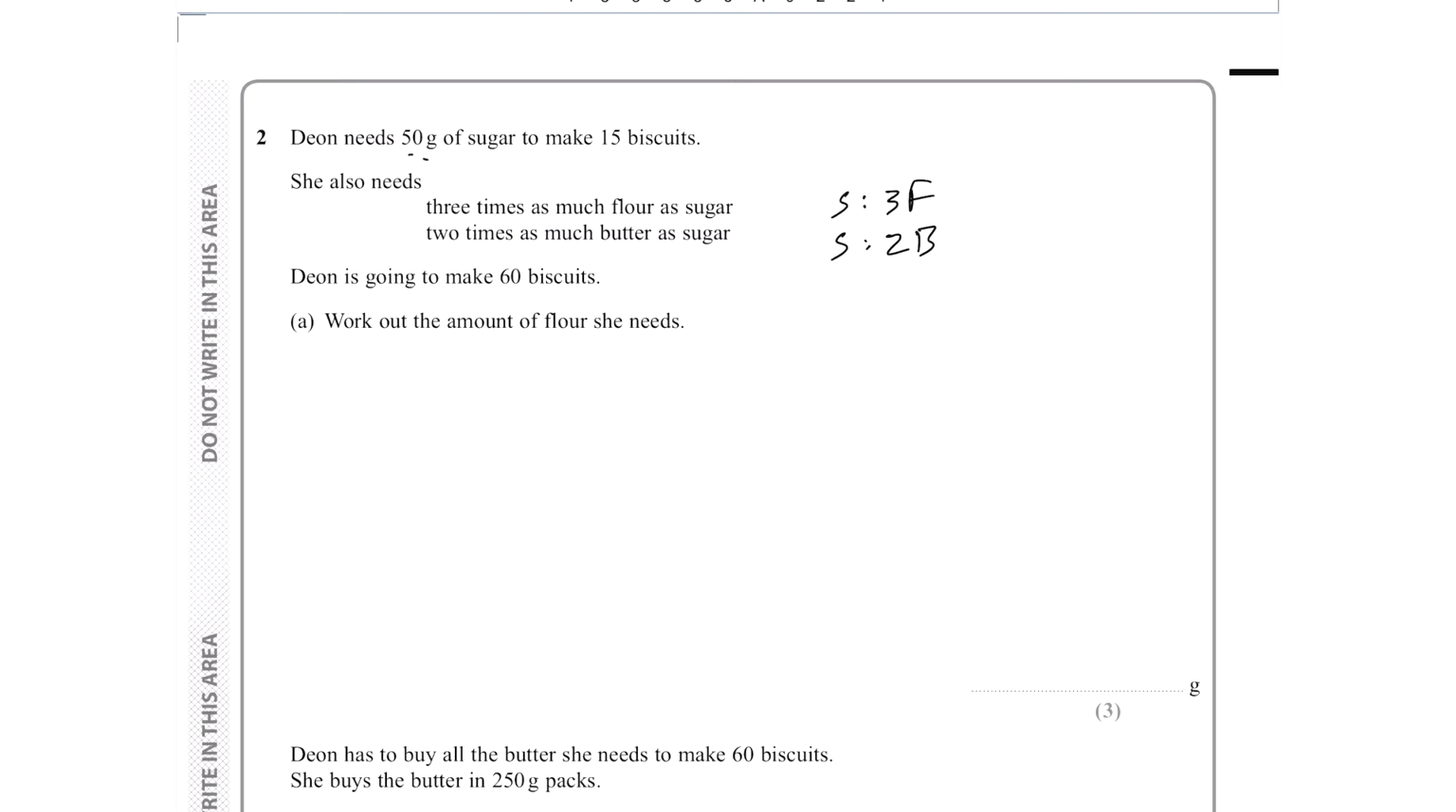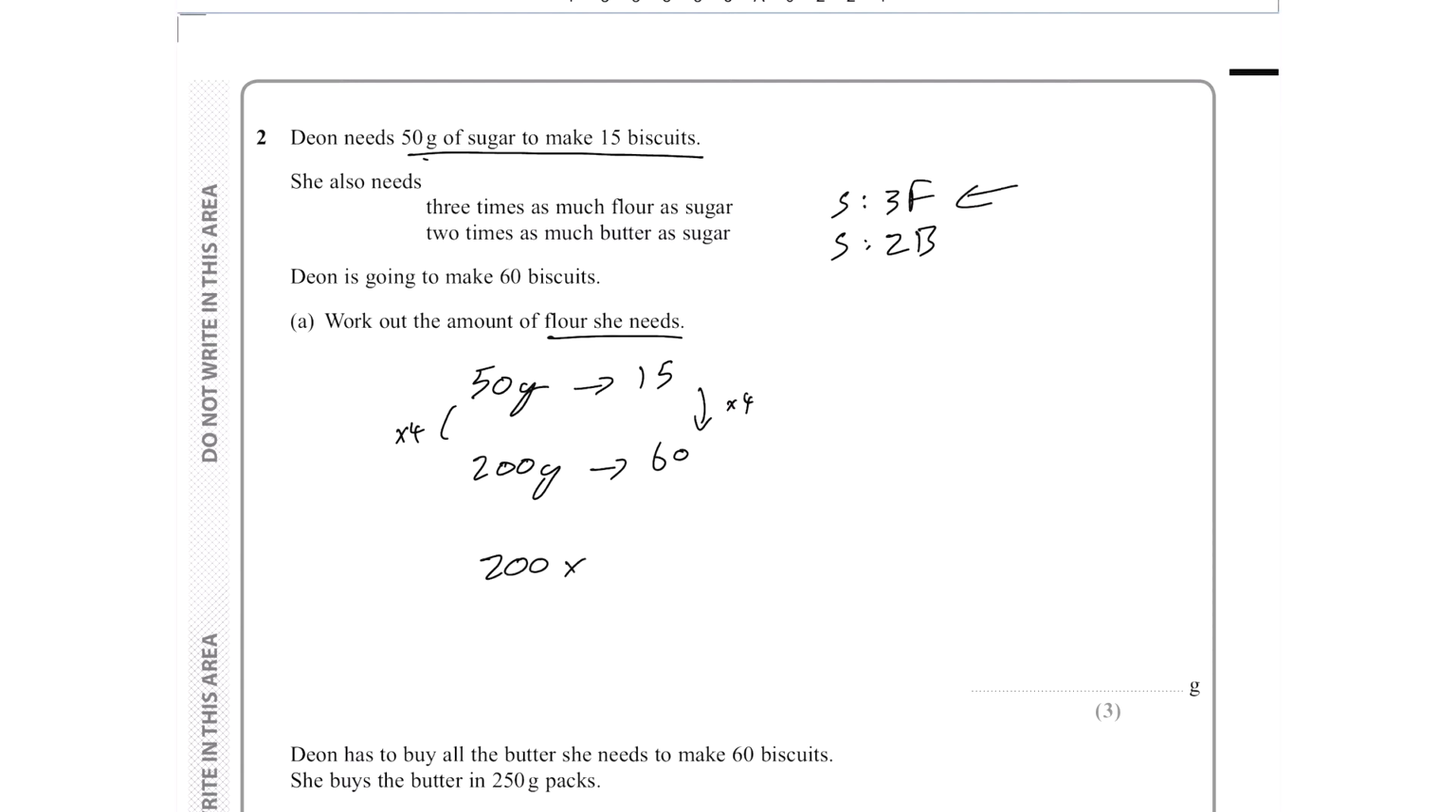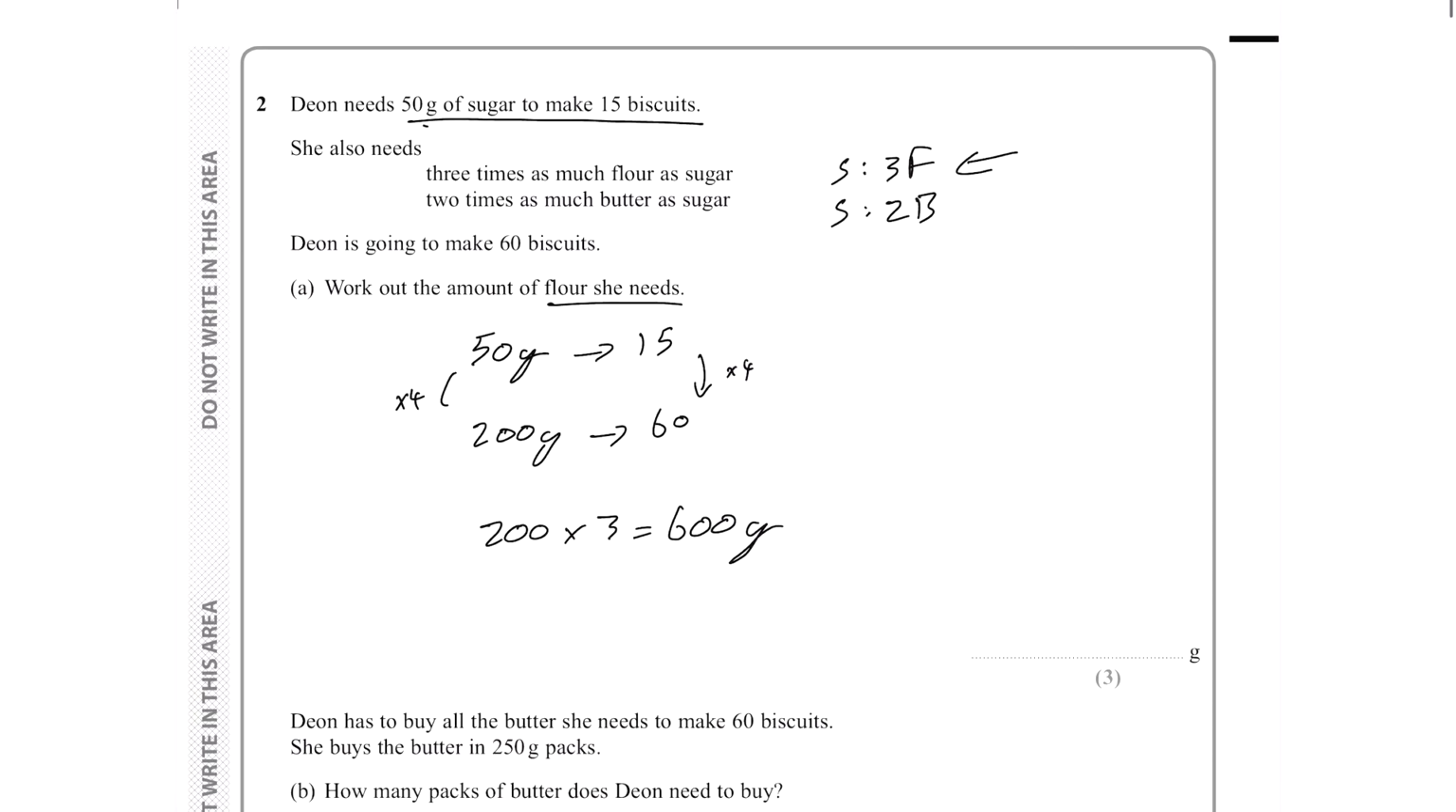So we've been told here that 50 grams of sugar makes 15 biscuits. She wants to make 60 biscuits. So to go from 15 to 60, times 4. We do the same on the other side, and that becomes 200 grams. So that's sugar, but it's asking how much flour she needs, and we've got that ratio up here, so we're going to times that by 3. We can do 200 times 3, which is 600 grams, so she needs 600 grams of flour.